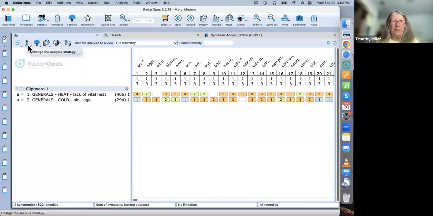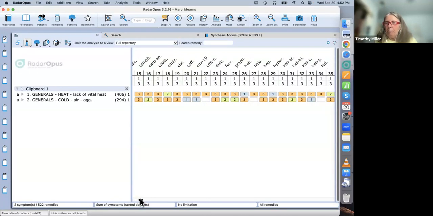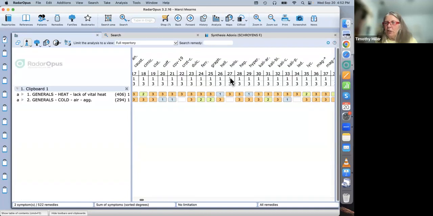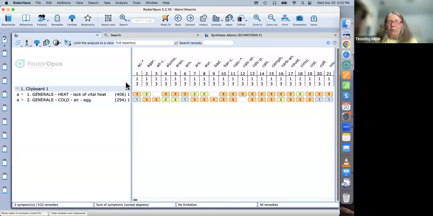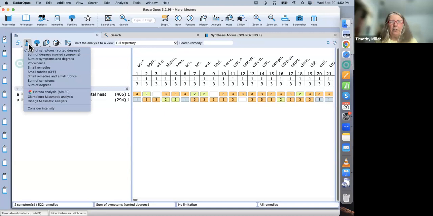And because my analysis strategy here is set on sum of symptoms sorted by degrees, you'll see that every remedy here is listed as appearing in just one rubric, even things like lycopodium, which clearly appears in both rubrics, but it's only getting a score of 1 for the sum of symptoms because the program itself is considering these two together as one rubric. Okay. Further then, these remedies are sorted, again, let's look at our analysis strategy, sorted by degrees.